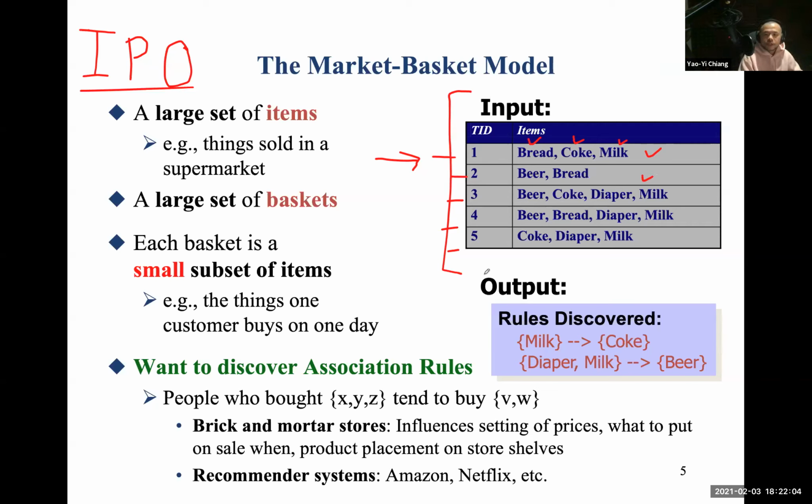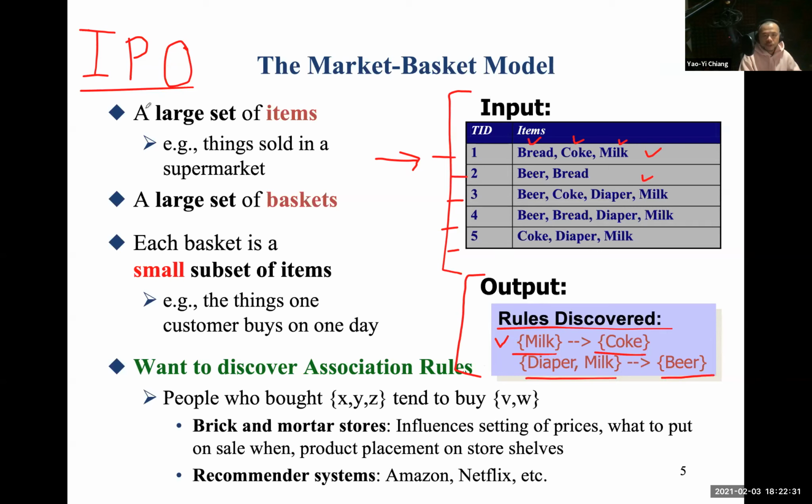The output is an association rule or multiple association rules. These will be the rules that we discovered. Milk implies Coke, right? If someone purchased milk, that means this person would highly likely purchase Coke. If someone purchased diaper and milk together, this means it's highly likely to find beer in that transaction.